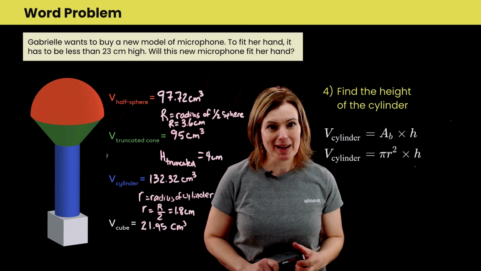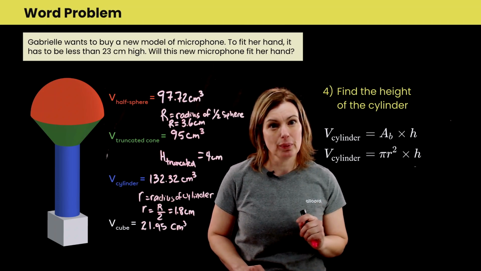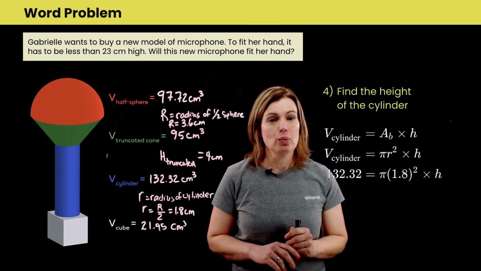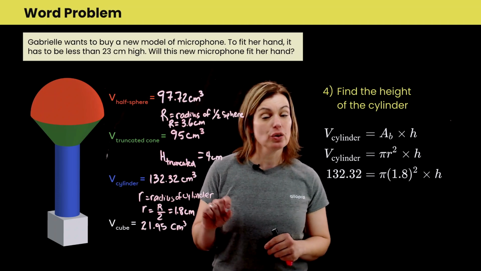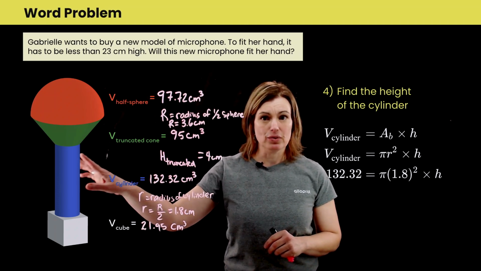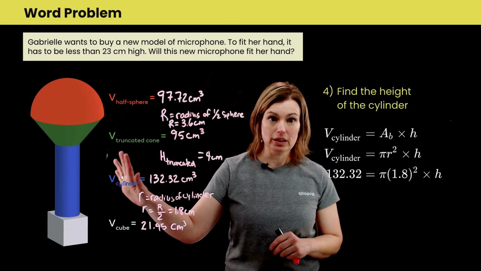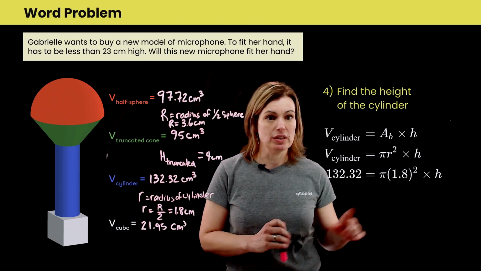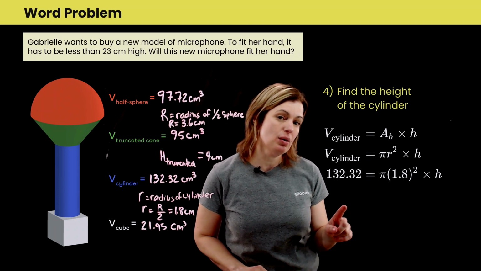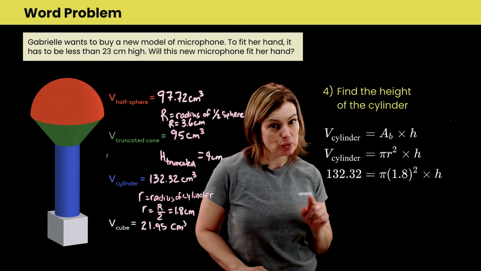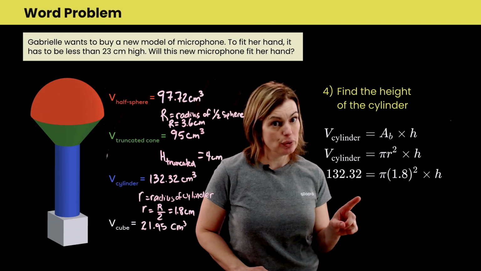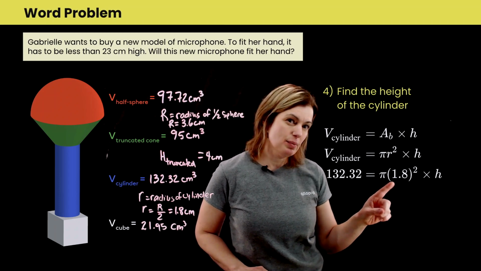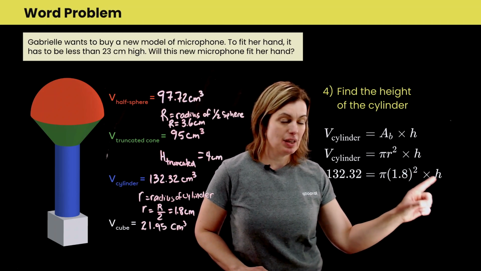And then we're going to multiply by height. So we're going to put in the information we know. We did calculate the radius of our cylinder already, and because it's the smaller side of the truncated cone, that corresponds to 1.8, which we see replaced in here. So now my equation reads 132.32 is equal to pi times 1.8 squared times h.